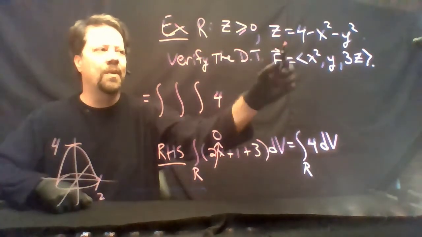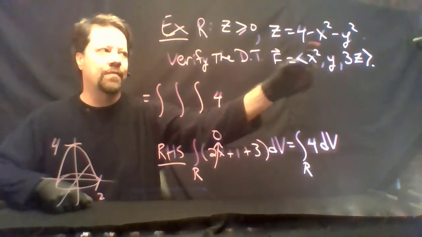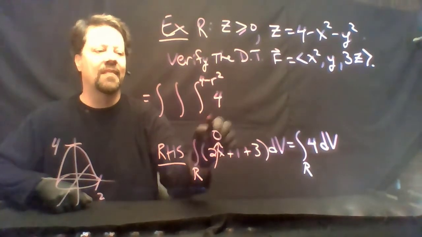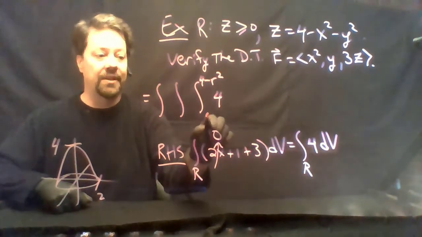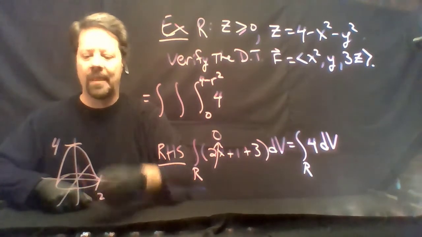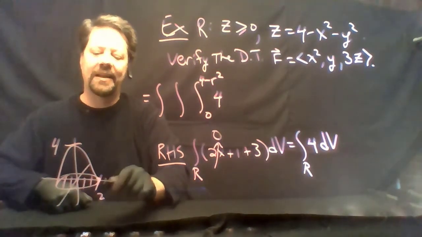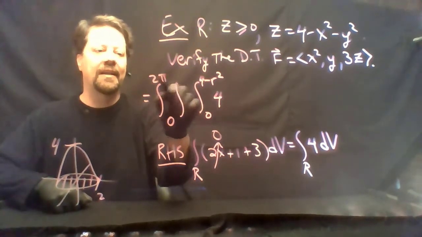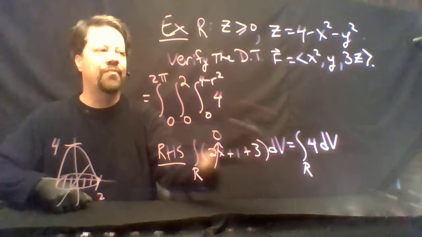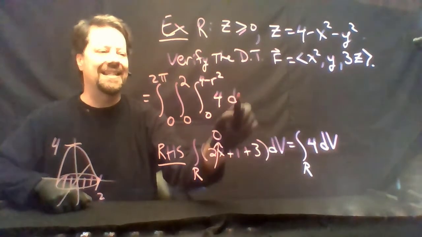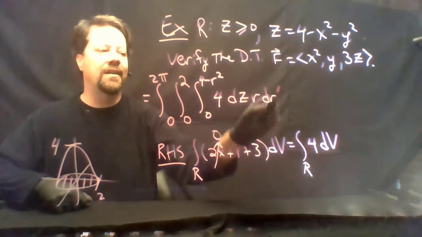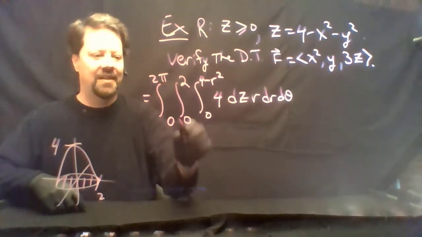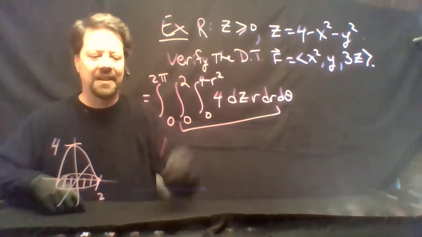In cylindrical coordinates, the upper surface, z equals 4 minus x squared minus y squared, will be 4 minus r squared. The lower surface, z equals 0, is just z equals 0. When we project down into the xy plane, we get the disk of radius 2. That will have theta going from 0 to 2 pi, and r going from 0 to 2. The volume element will be dz, r, dr, d theta. Note that we get 2 pi for free.